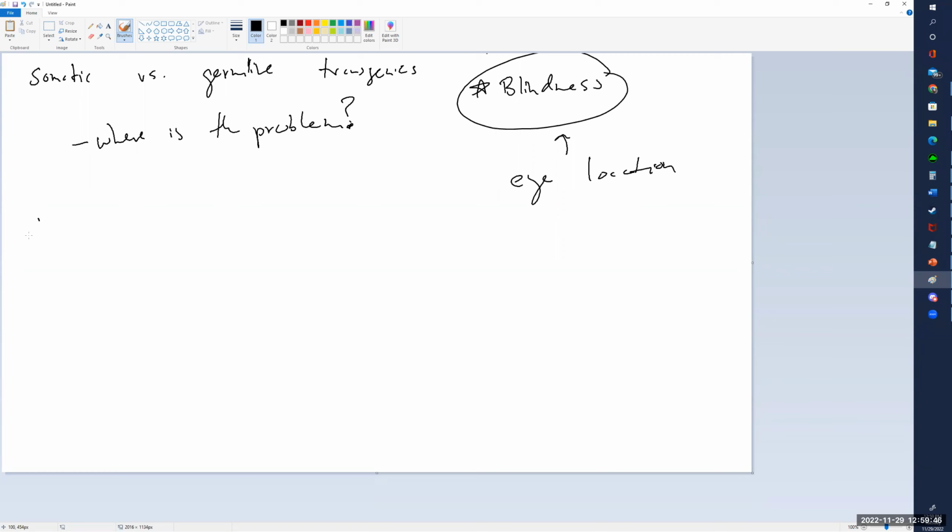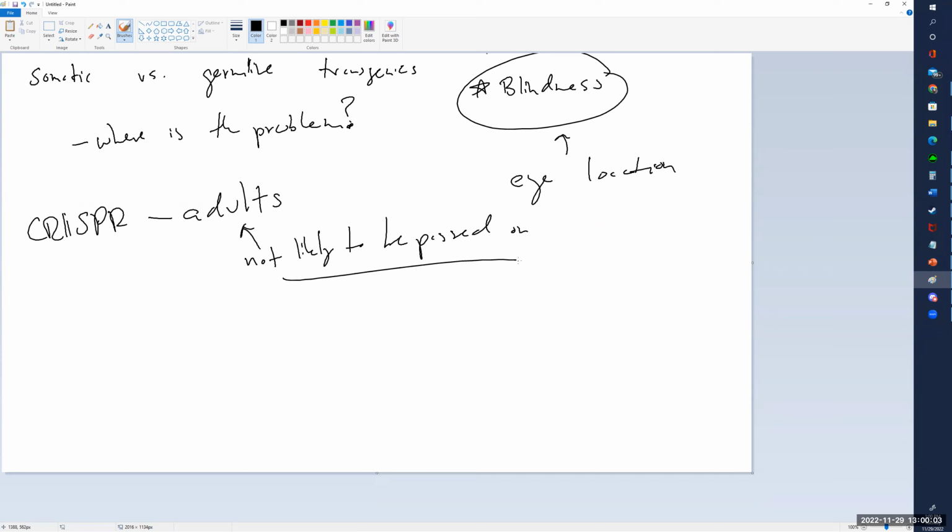So when you use things like CRISPR in adults, this is not likely to be passed on. You would have to deliver it directly to the cells making the gametes. And in women, that's going to be impossible because the eggs already exist. And in men, that would have to be specific cell subtypes in the testes. So it's very unlikely that any CRISPR treatments in adults, existing individuals, would ever be passed on to their offspring.